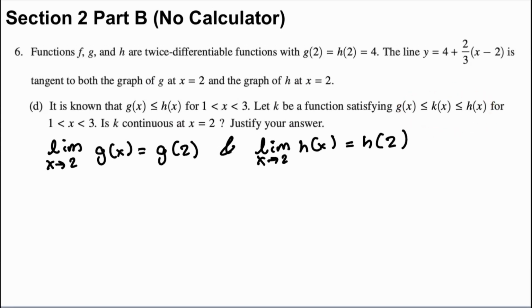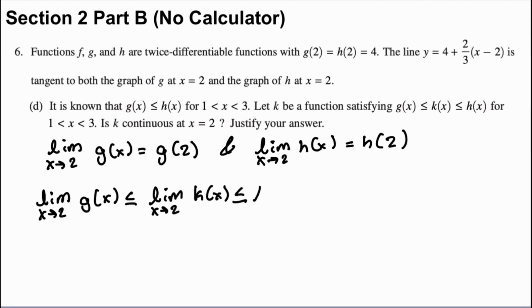And so we're going to use this initial inequality statement and apply limits to them. Because 2 is within the interval, we are in the boundaries to say that the limit as x approaches 2 of g of x is less than or equal to the limit as x approaches 2 of k of x, which is less than or equal to the limit as x approaches 2 of h of x. We basically just applied a limit statement to all three portions of the inequality, and now this should look familiar to you as the squeeze theorem.